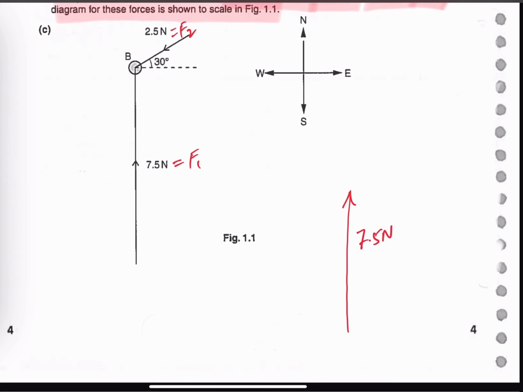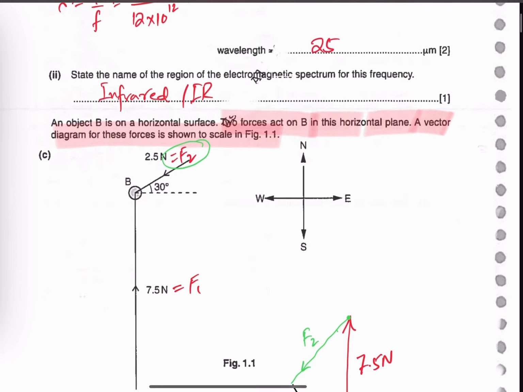Okay, and we have to place the second force on the head of the first, keeping the same direction. So it's 30 degree. Okay, so this is F2. The resultant will be from the tail of the first to the head of the last. So this is the expected resultant, and we can draw the resultant on the diagram in this direction.